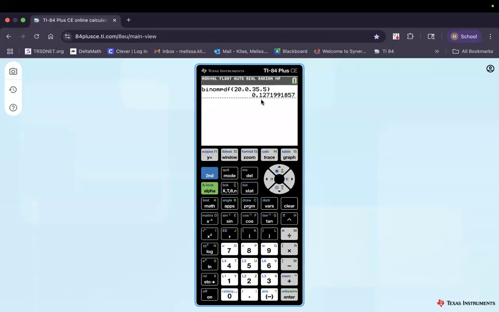So that probability, 0.127. So if I took 20 car-owning households, the probability that exactly 5 of them will have 3 or more cars is about 12.7%.